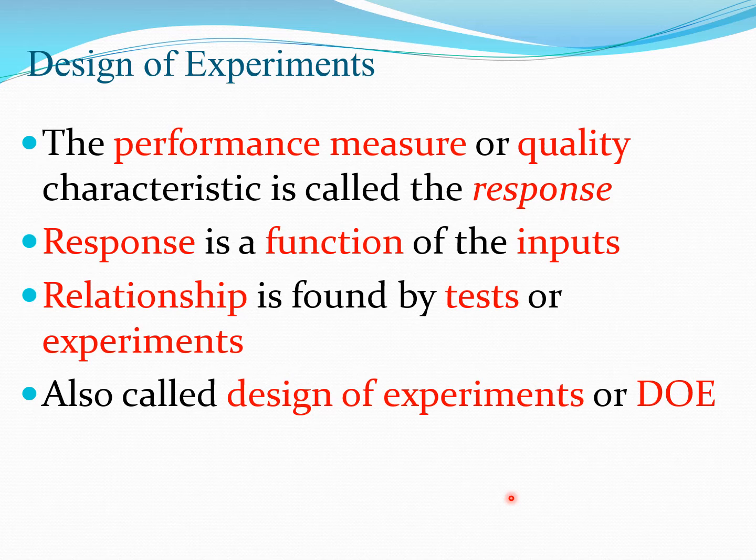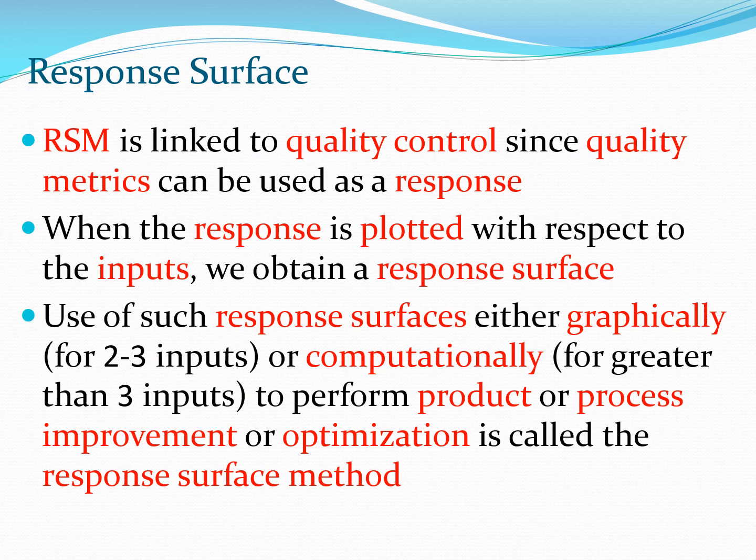Now these relationships are typically found by tests or experiments, and therefore there is a close relationship between the field known as design of experiments or DOE and response surface methods. We will discuss DOE in detail in subsequent lectures. Now, response surface methods are linked to quality control since quality metrics can be used as response.